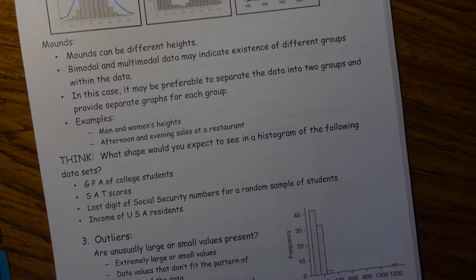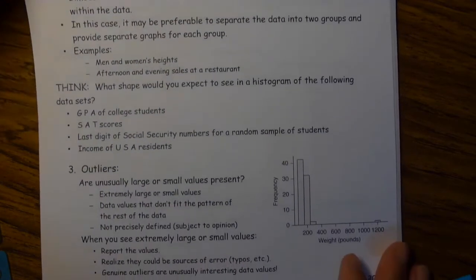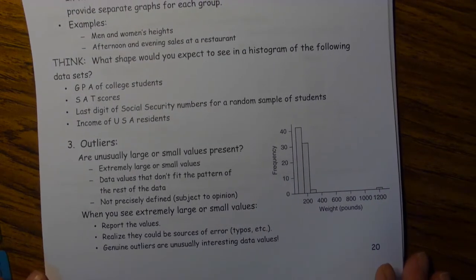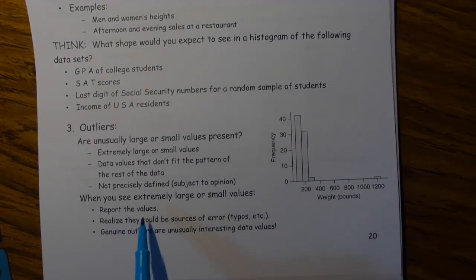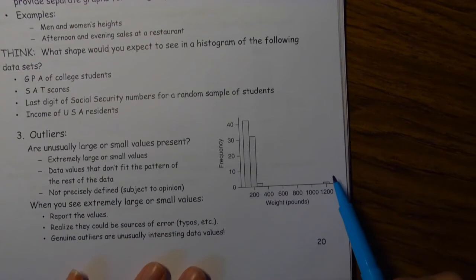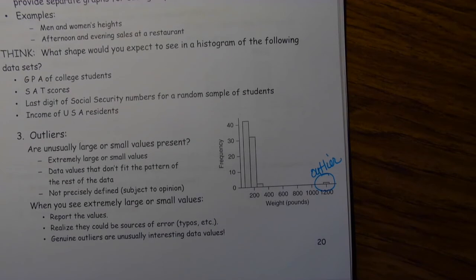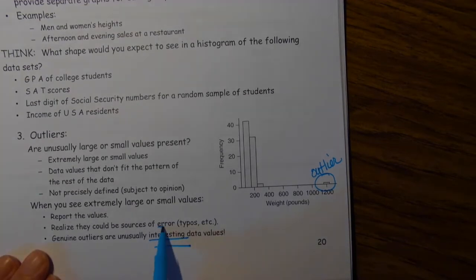Third thing we want to look at is outliers. Outliers are unusually large or small values. They don't fit the pattern of the rest of the data. They're not precisely defined. They're subject to opinion sometimes. When you see extremely large or small values, report the values. Realize they could be sources of error. Genuine outliers are unusually interesting data values. So if everything is clustered here, and then I look over there, I see an outlier. And it may be something of interest to me. So it could be an error, it could be interesting, right?